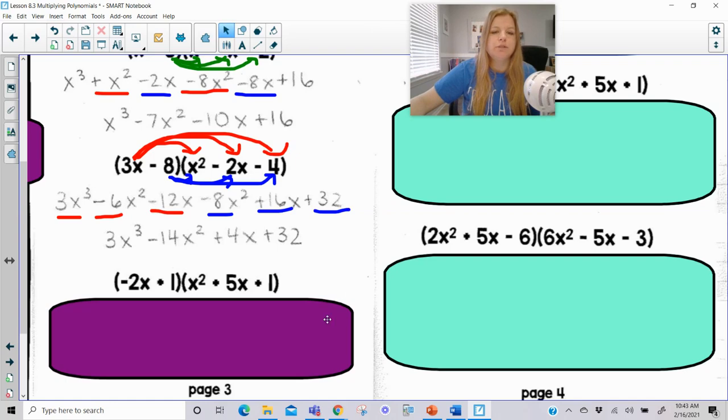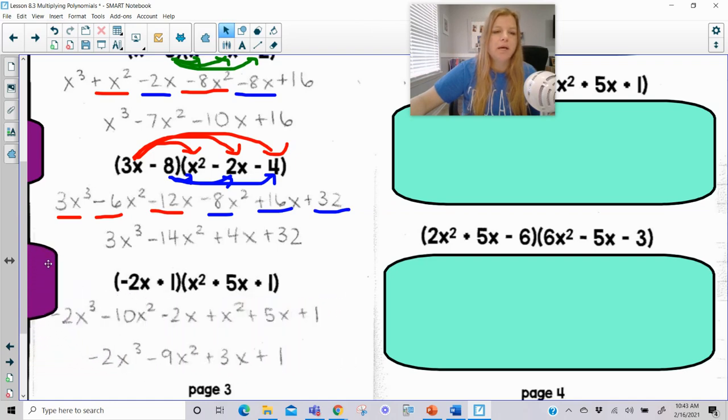And then the same thing is true for this last problem. Again, you can check to see how you did. And then we are good.